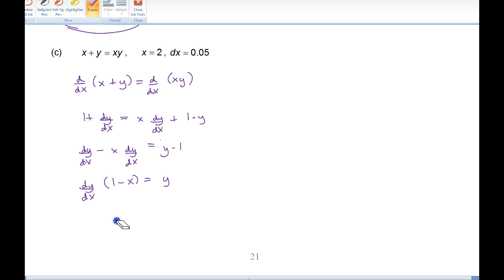Wait, 1 minus x, wouldn't that be equal to y minus 1, sorry. That is supposed to be y minus 1. So dy is equal to what? y minus 1 over 1 minus x dx. You could do that all in one step, or you could divide both sides by 1 minus x.